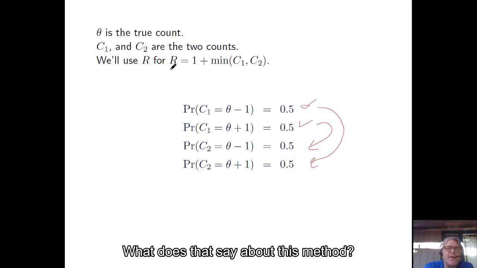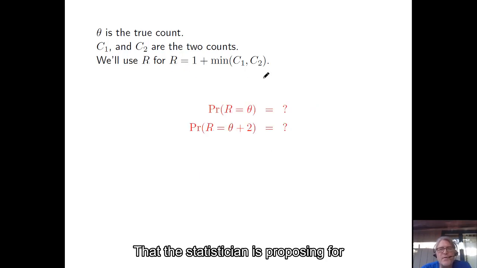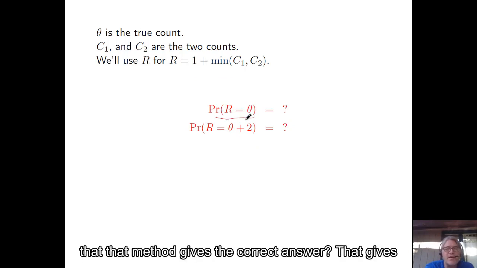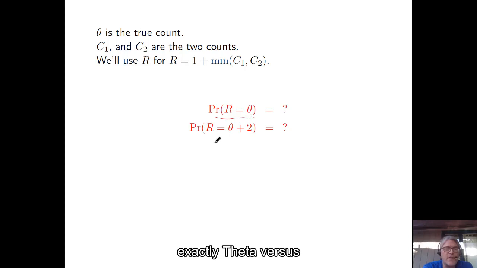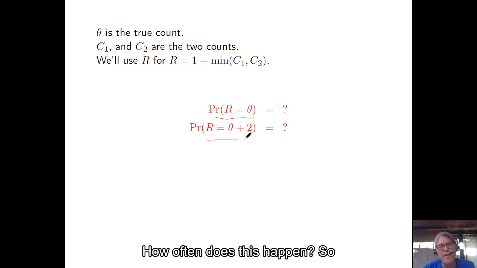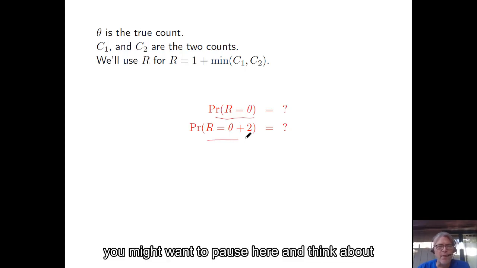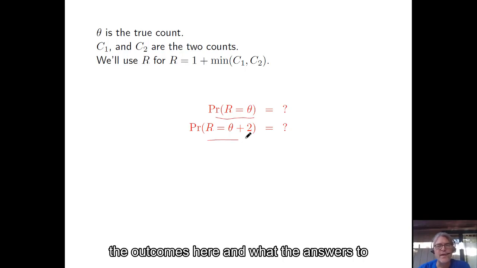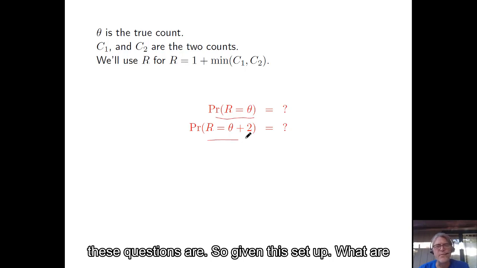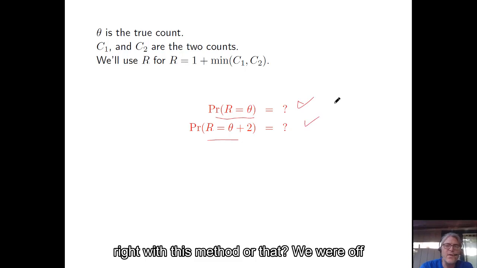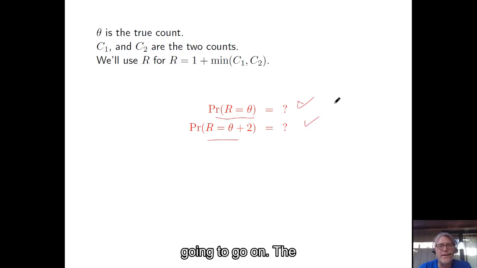What does that say about this method that the statistician is proposing for us? What's the probability that the method gives the correct answer, that it gives exactly theta, versus it could be 2 off? If both of our counts are overestimates and then we add 1 to that, then we're going to be 2 off from the true value. And how often does this happen? So you might want to pause here and think about the outcomes and what the answers to these questions are. Given this setup, what is the probability that we get the answer right with this method, or that we're off by 2? Okay, so I'm going to go on.